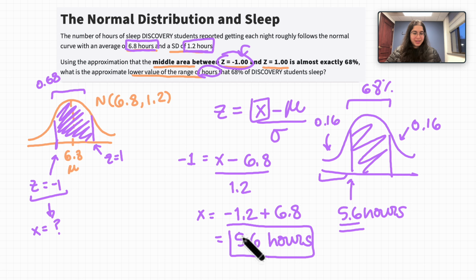So hopefully that makes sense. And we just use the z formula to calculate x. Given a standardized score, what is that x value? You can also convert x values to z values using this formula. And that's what it really means in real life.